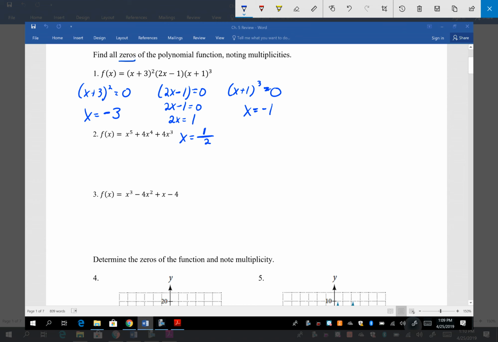Now, that's part of the question. It also asks about multiplicities. So look at the factor, and this factor has a square. So x equals negative 3 is what we would call a double root. This one's triple over here. And then 1/2 is single.